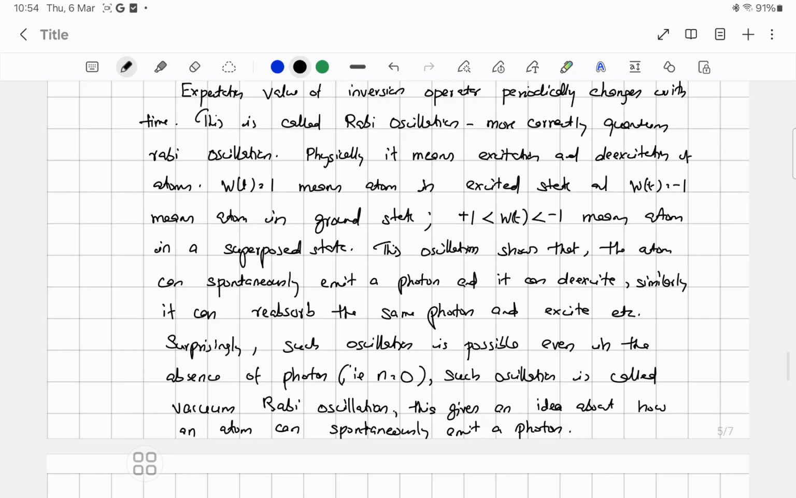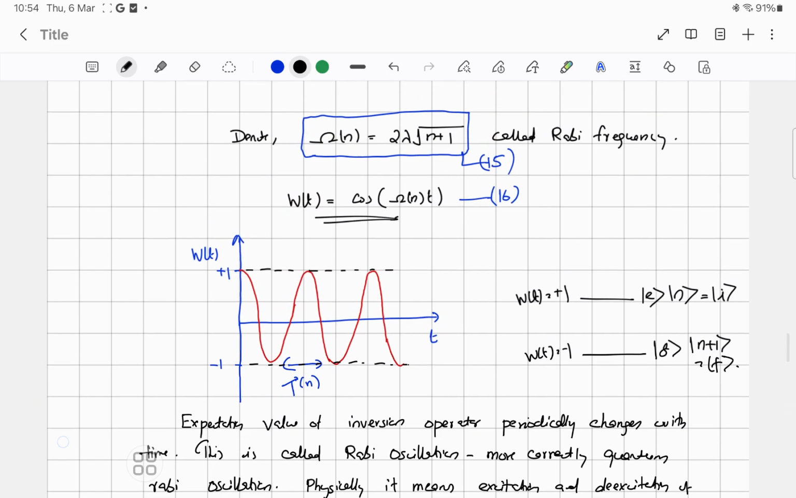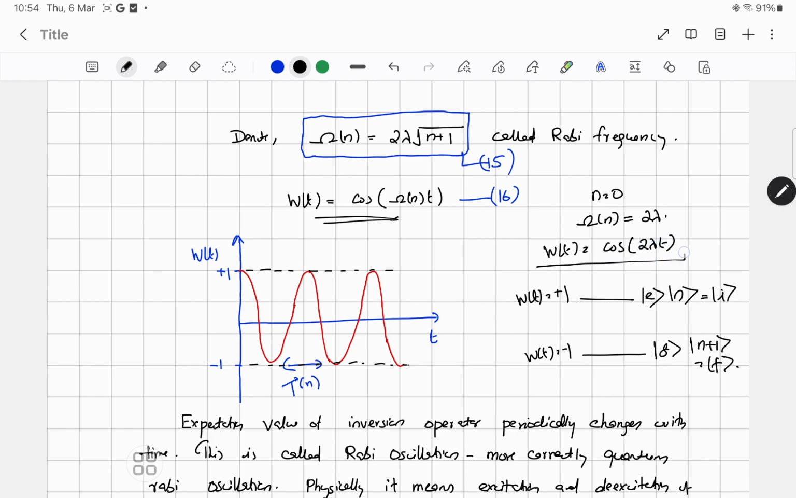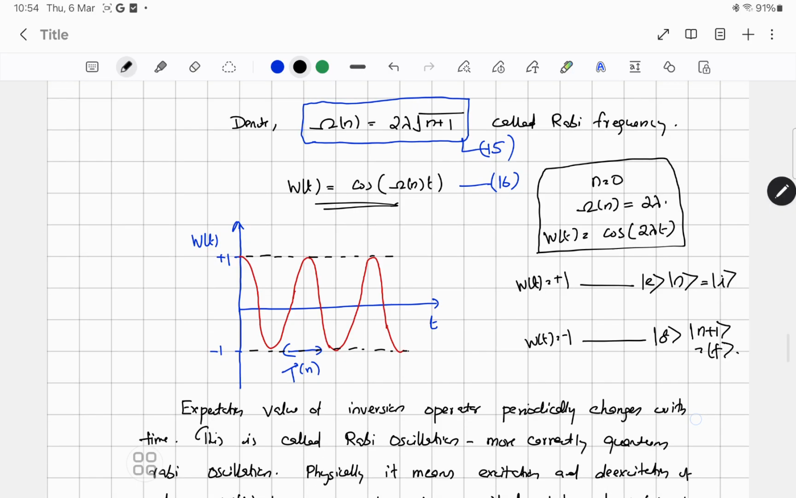Okay, now the surprising fact is such oscillation is possible even in the absence of photon. So that means even if n equal to 0, the omega of n is not 0, omega of n is 2 lambda. So the W of t would be cos of 2 lambda t. So you can get the excitation and de-excitation of photons even if the initial number of photon is 0.